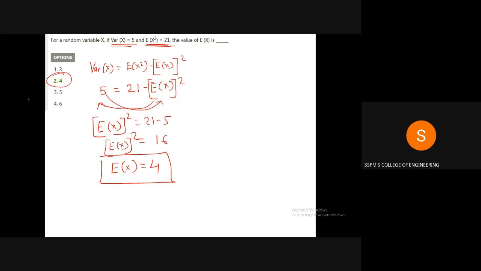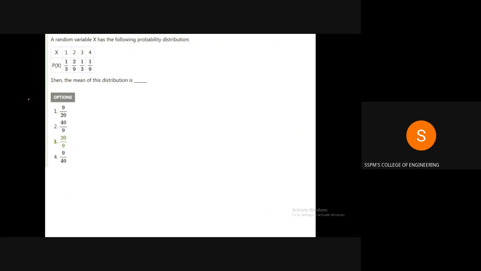That is the value of E(X), that is equal to 4. Very easy question. Next question: a random variable X has the following probability distribution. The probability distribution is given and we have to find the mean of the distribution. So what is the formula for mean?